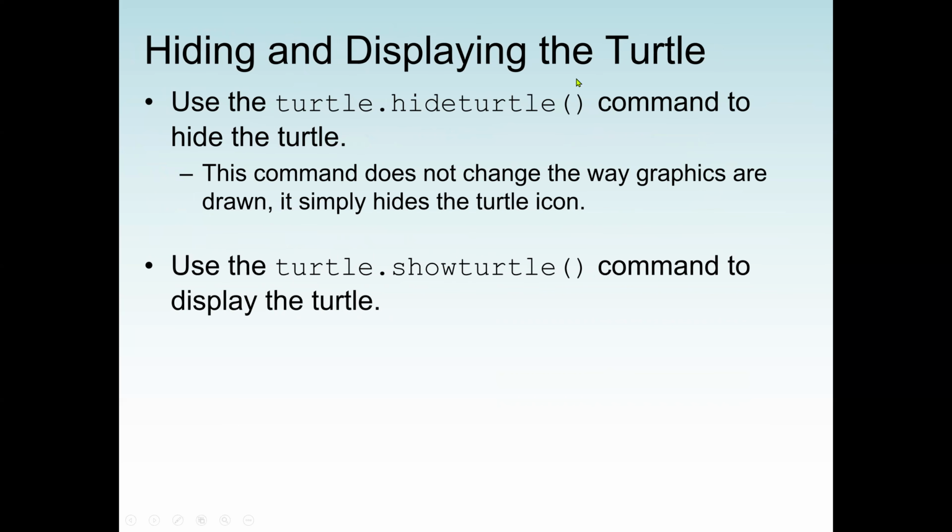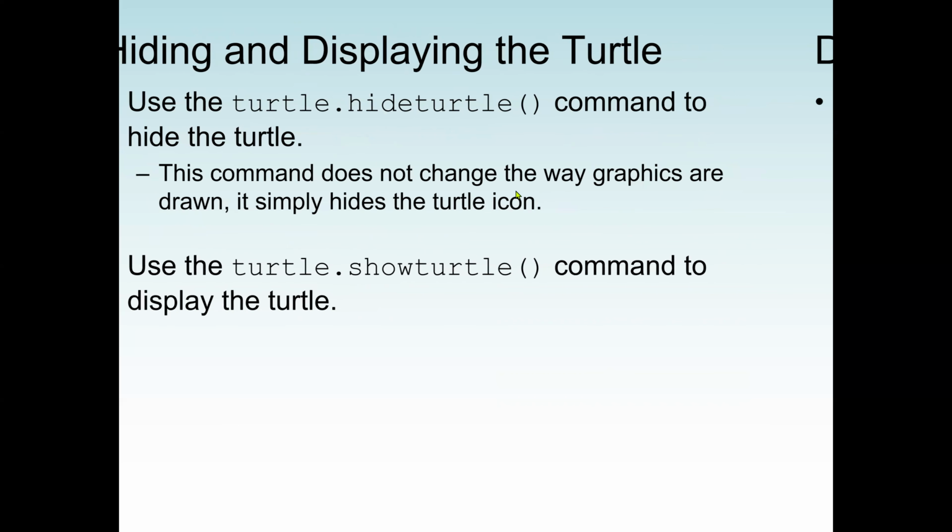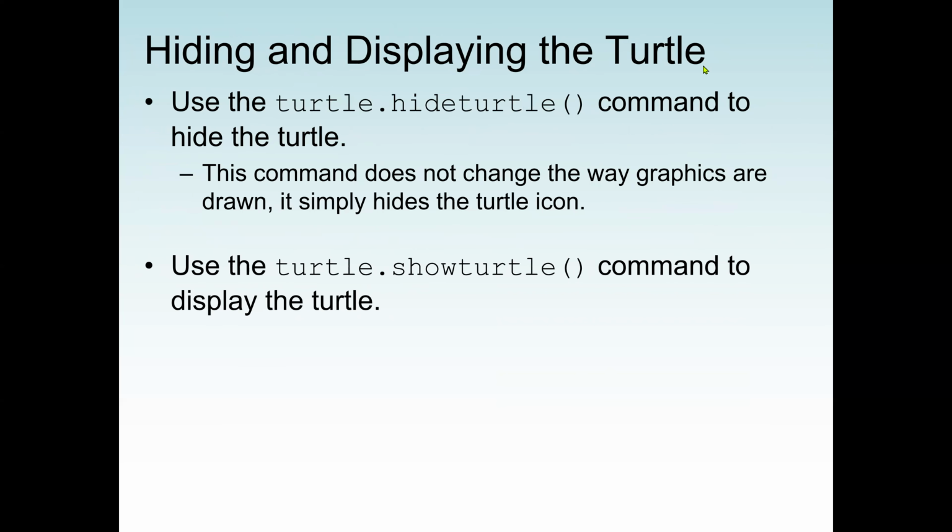Also, we can hide and display the turtle. For example, if I want to hide a turtle, just use the hideturtle function. So turtle.hideturtle is the command to hide a turtle. This command does not change the way graphics are drawn, it simply hides the turtle. So any command for drawing, moving forward, or angles will still work, but the turtle will be hidden. And we can use the showturtle command to display the turtle again.